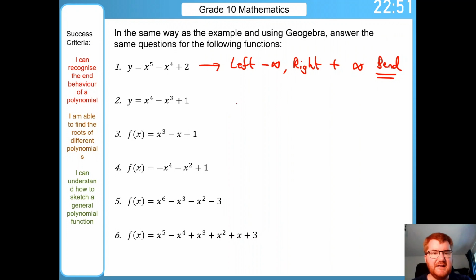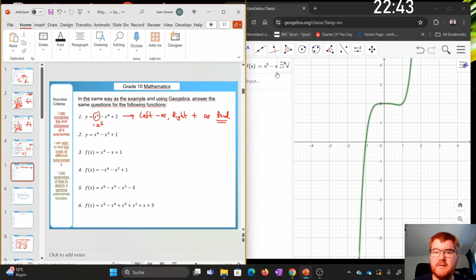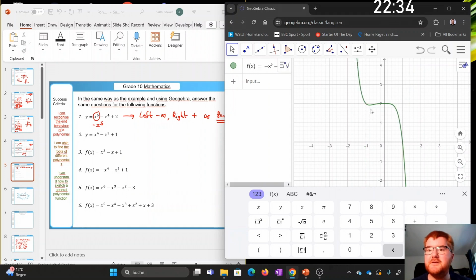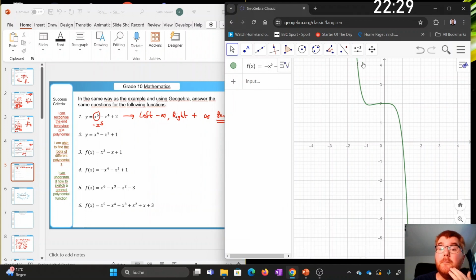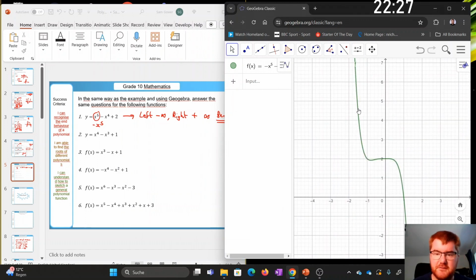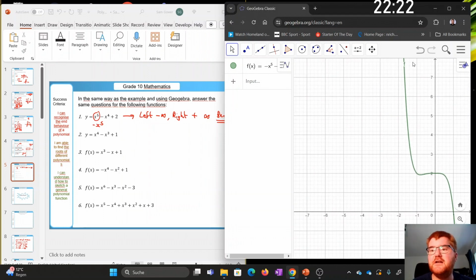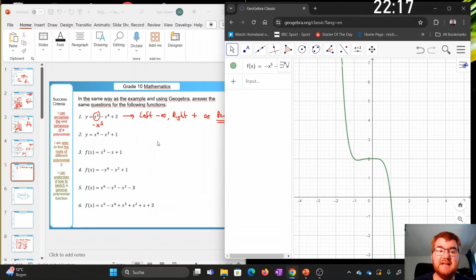That's important to realize. Whereas if we actually change this to a negative, so negative x to the power of 5, so let's go back here and just change this to a negative, notice what happens. So we put negative in the right place, of course. There we are. Notice it's just flipped essentially, reflected. So now on the left-hand side, it's actually going upwards, so to plus infinity. And on the right-hand side, it's going to negative infinity.